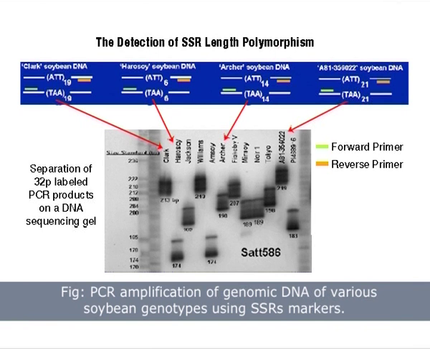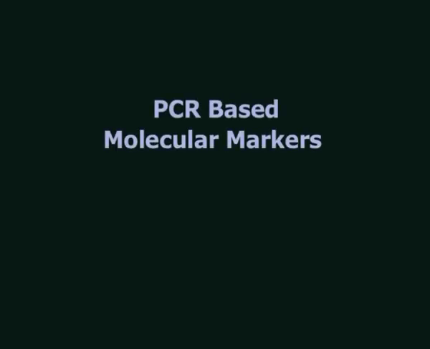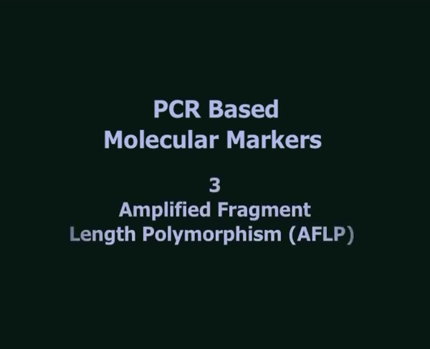Polymorphism is based on the number of tandem repeats and therefore the length of the PCR products. SSR is a co-dominant marker such as RFLP and is usually visualized on metaphor agarose or polyacrylamide gels. The next marker will be amplified fragment length polymorphism, or AFLP.